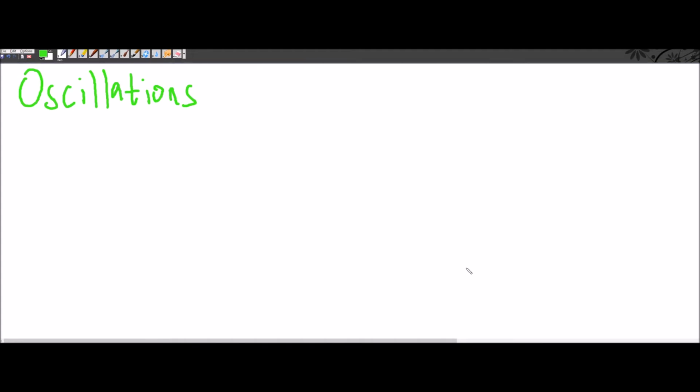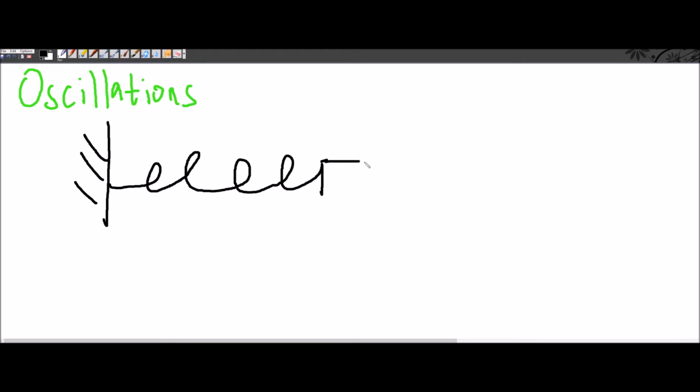So today we're going to be talking about some basics of oscillations and simple harmonic motion. The most common type of oscillation or simple harmonic motion is about a spring with a mass attached to it and it's stretched. So we have a spring attached to an immovable wall like this. And there's going to be a mass at the end of it.